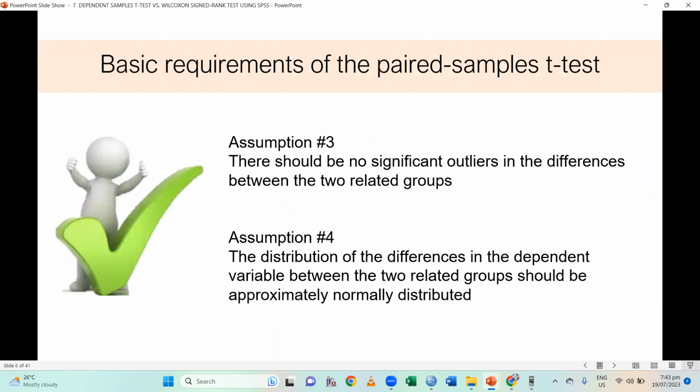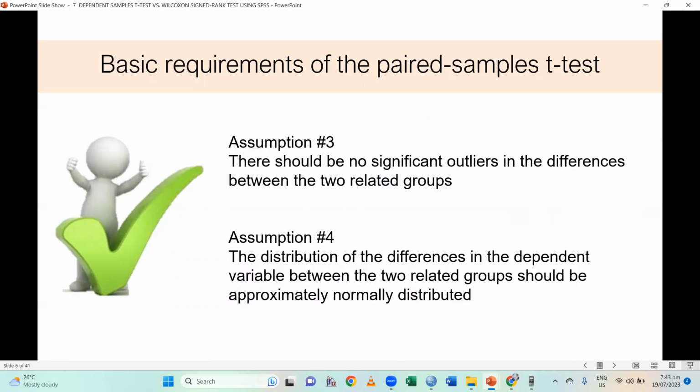The third assumption, just like the ones earlier, is that there should be no significant outliers in the differences between the two related groups. The fourth assumption is that the distribution of the differences in the dependent variables between the two related groups should be approximately normally distributed as well. Normally, assumptions 1, 3, and 4 of the paired samples t-test are the usual assumptions of many parametric tests.